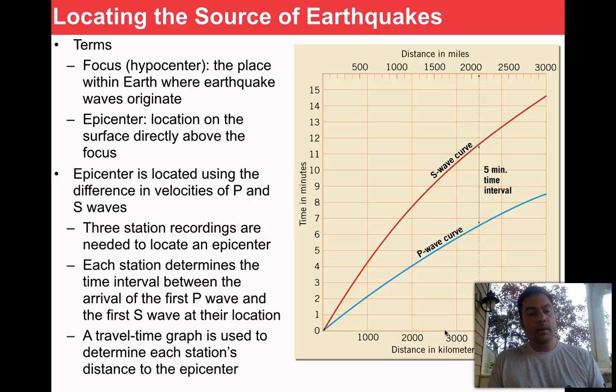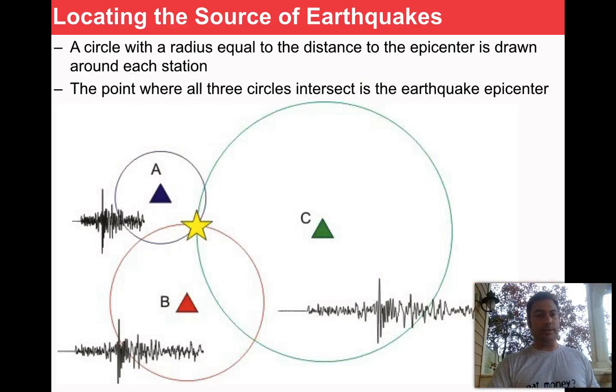Really neat. Each station determines the time interval between the arrival of the first P wave and the S wave, and the time travel graph is used to determine each station's distance to the hypocenter, or I'm sorry, to the epicenter. Okay. So we can actually use our seismograph and figure out how far away the event occurred. But that doesn't really tell us where the epicenter is. It only gives us a circle of possible distances, a range, if you will, of distances on a circle. Or a radius, actually, I should say.